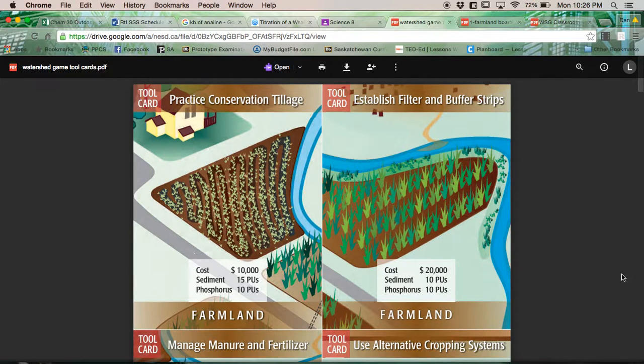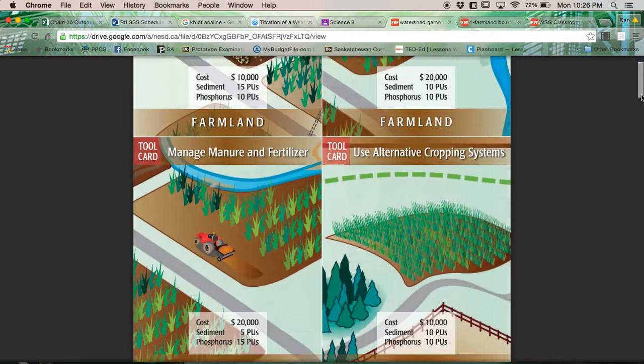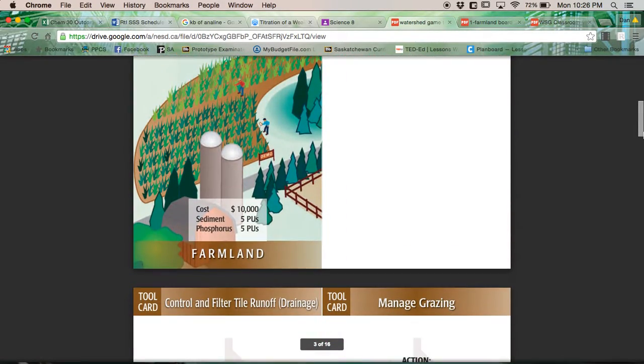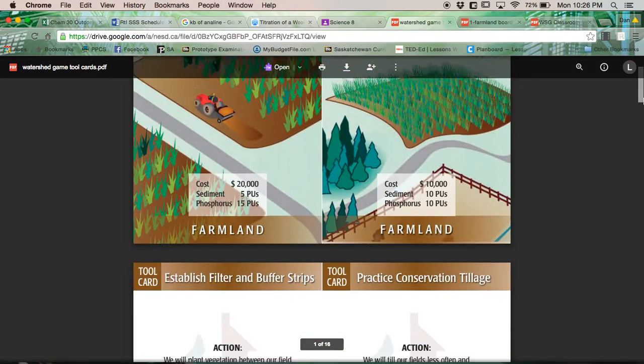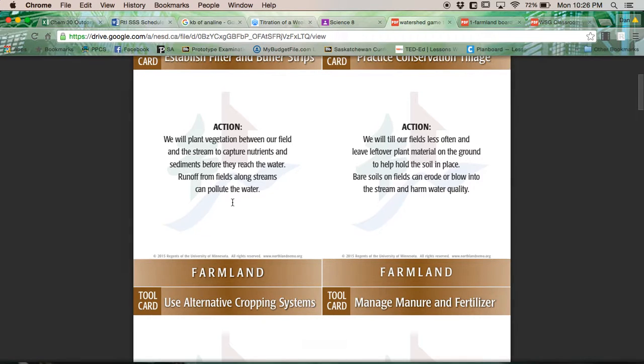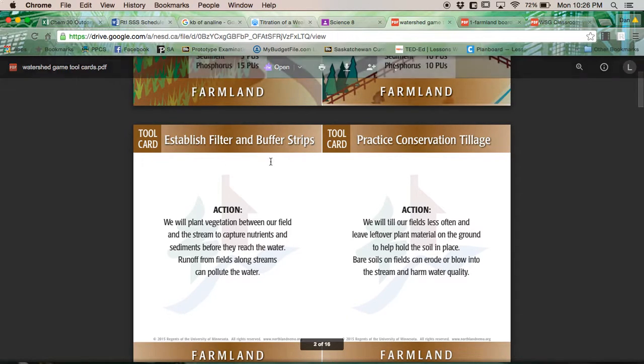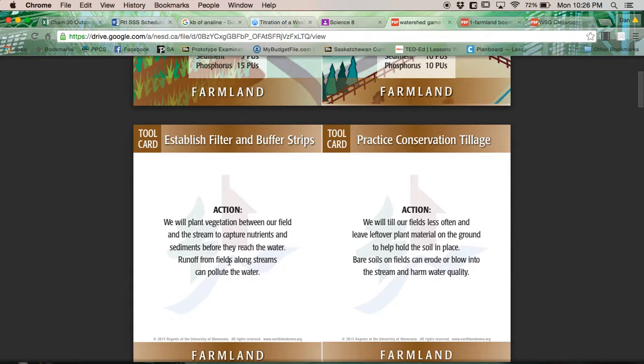There's 1, 2, 3, 4, and then these are the back sides of the cards, 5, 6, 7. What you need to do is read the descriptions which are on the back side. So here this one is establish filter and buffer strips, and then it gives you a description of what that is. Read each of these cards, and then on a piece of loose leaf just summarize in your own words in 1 to 2 sentences what that tool or action actually is, so you understand what it is.